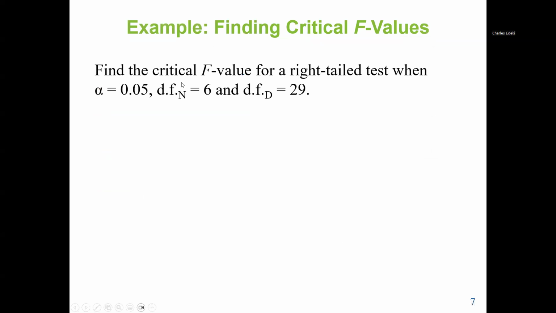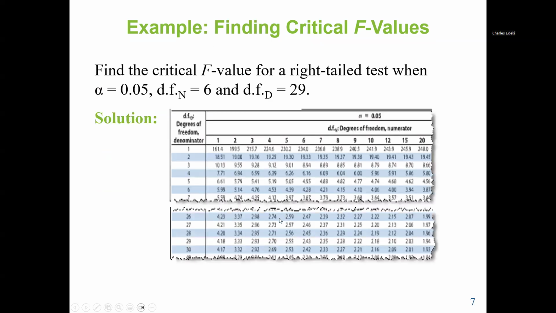So here they say we should find the critical value for a right tail test when alpha is 0.05, degree of freedom for the numerator is 6, and degree of freedom for the denominator is 29. So here we have all the values and we go straight to the table. This is how the table looks. The columns are the degrees of freedom for the numerator, and the rows are the degrees of freedom for the denominator. The denominator is 29, so we have to go to row 29.